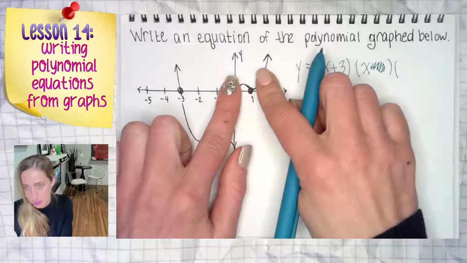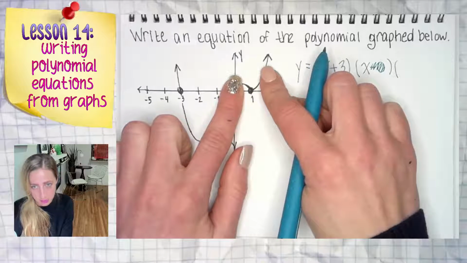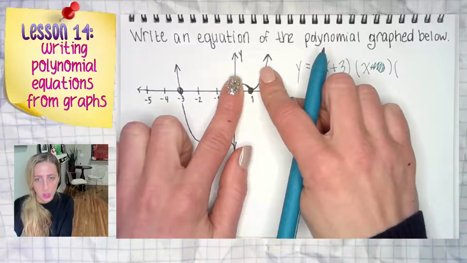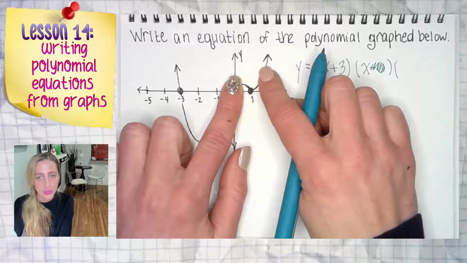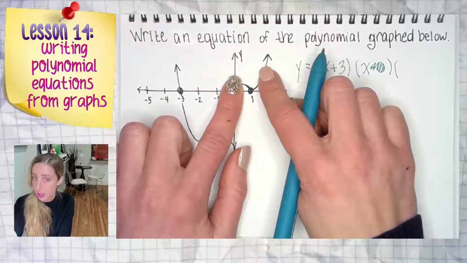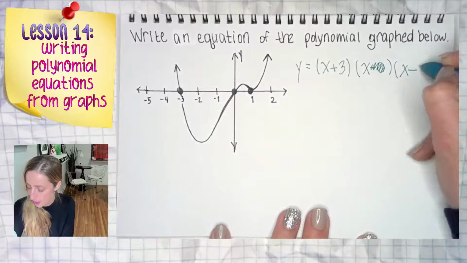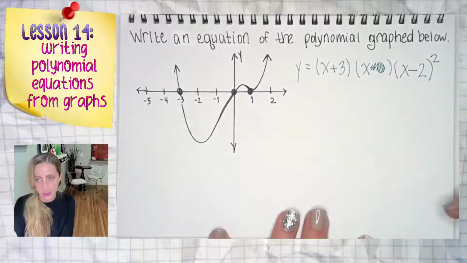Next, we have a 0 at positive 2. In the parentheses, we will have x minus 2 in that case, and it looks like it's behaving quite like a quadratic at that 0, so we will use a multiplicity of 2. X minus 2 squared.